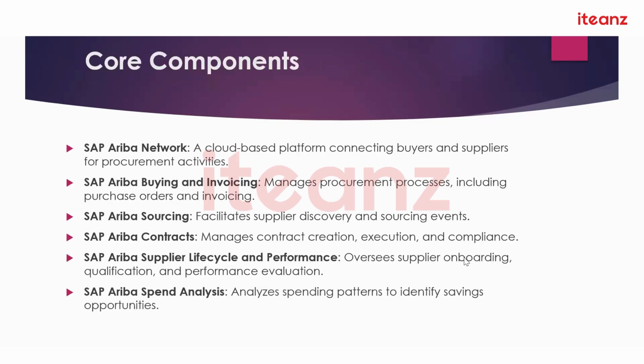So, what are the core components we'll see in Ariba? First, Ariba Network. Ariba Network is one of the platforms to connect buyer and supplier for procurement activities. The supplier and buyer will create the account in AN, AN being nothing but Ariba Network. Ariba buying and invoicing manages the procurement process, including purchase orders and invoicing. So there are two systems in the downstream: one is Ariba Network, and one is the buying and invoicing solution. The PR we can create in the buying and invoicing solution, meaning P2P.